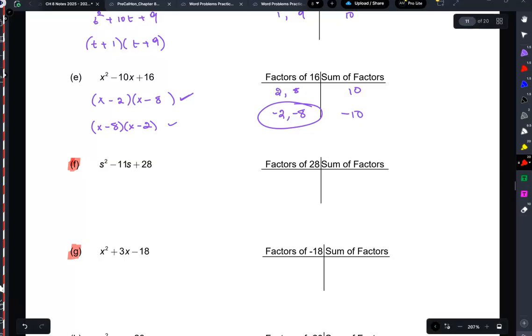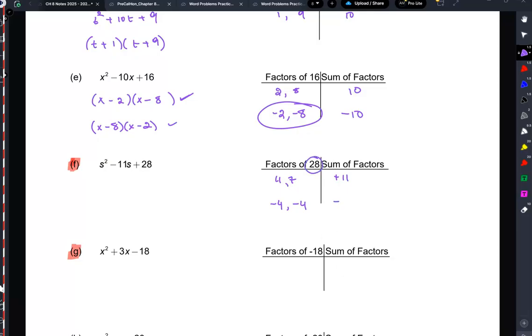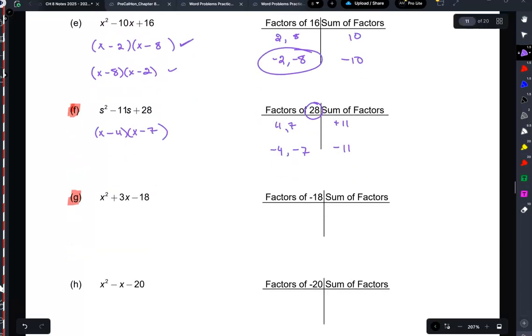Okay, so I need positive 28, but they have to add up to a negative number. So now, what are the factors of 28? Well, 4 and 7 are factors, but then those add to positive 11, which I don't want. So negative 4 and negative 7, that also multiplies to positive 28, but now it adds to negative 11. So that's the one I want. Okay? So this is going to be x minus 4, x minus 7.